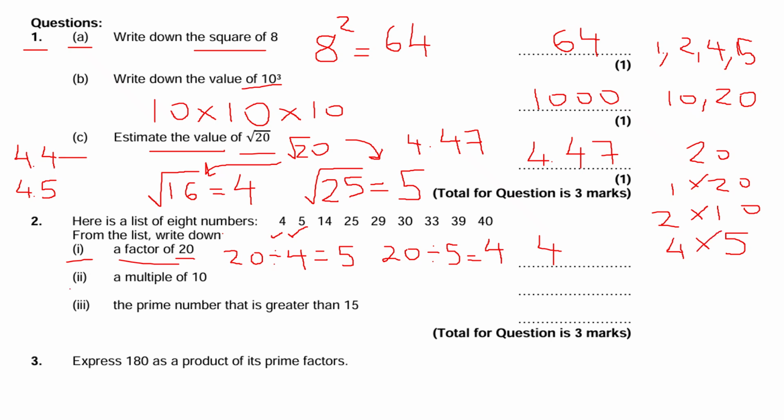Part I, a multiple of 10. So multiple just means the times table of that number. So that'll be 10, 20, 30 or 40. Okay, so I'm going to obviously write down 30, but again 30 or 40. Okay, you can have, okay, so choose one.